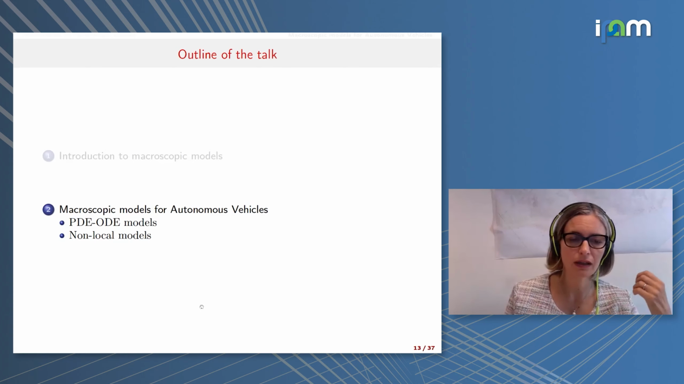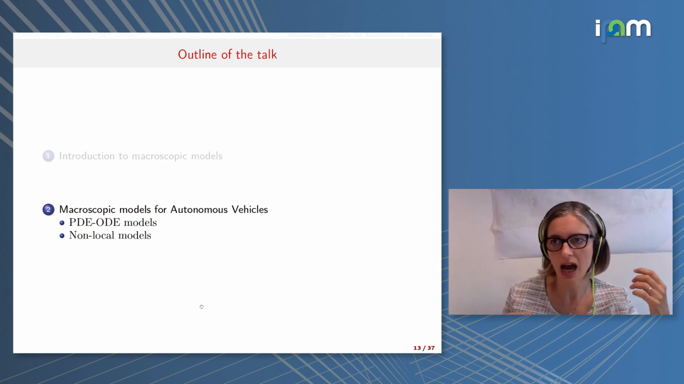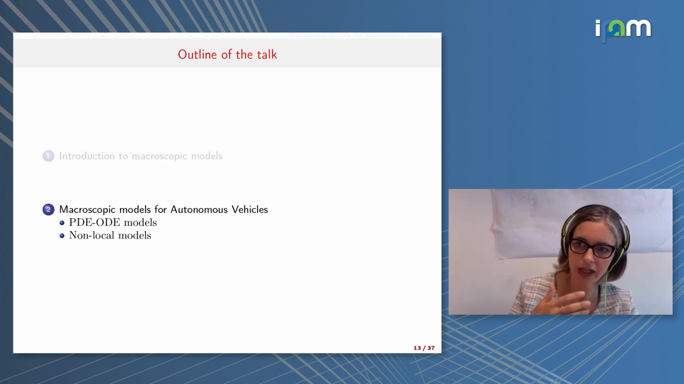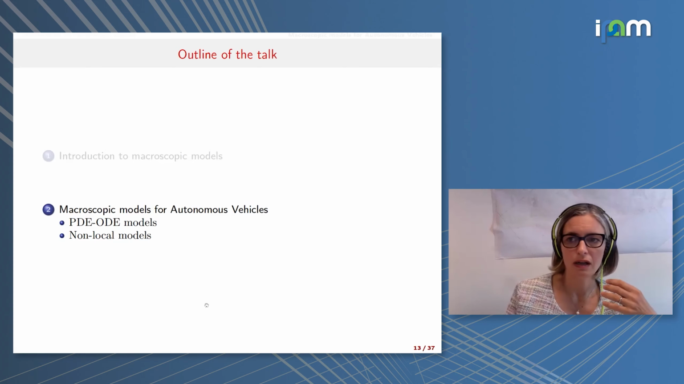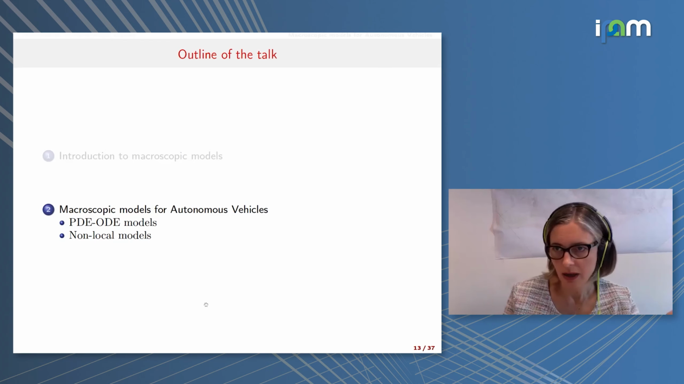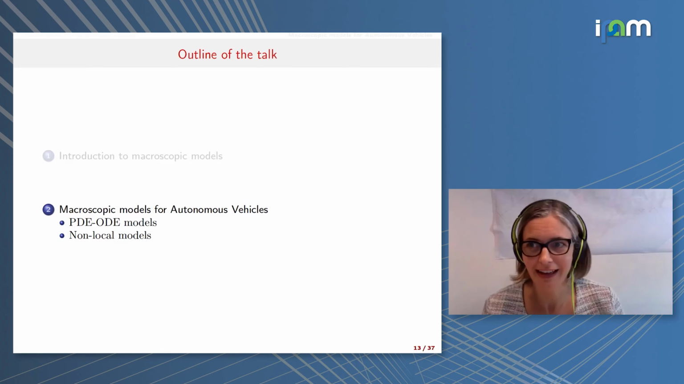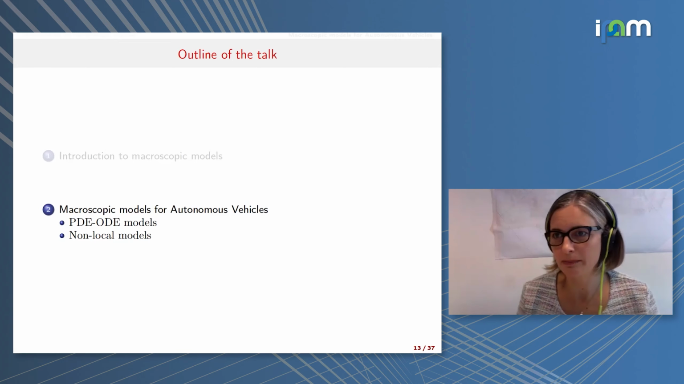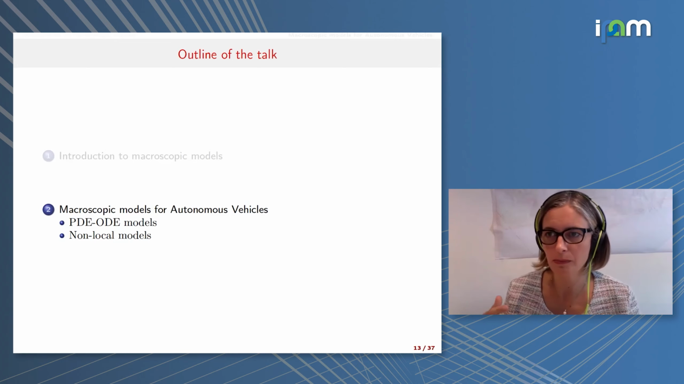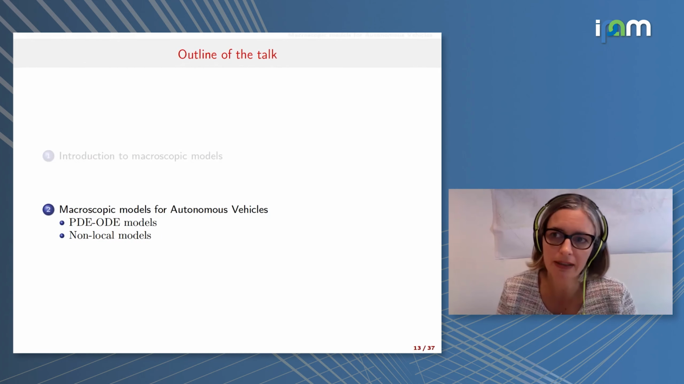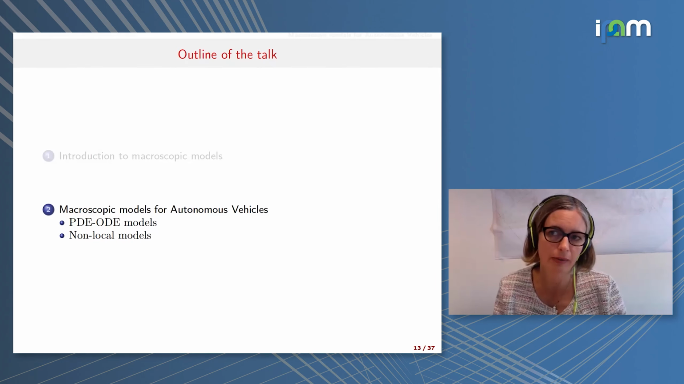And then we will see how we could describe higher penetration rates of autonomous vehicles in the traffic, so a mixed traffic of human-driven and autonomous vehicles. All of these models are under development, and they are not meant to describe correctly what would happen when autonomous vehicles will be running on the road between human-driven ones. But they can give an idea of what could happen if the dynamics is what is described by these models.